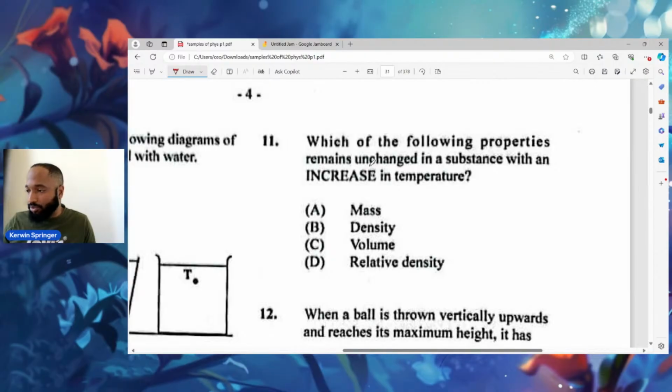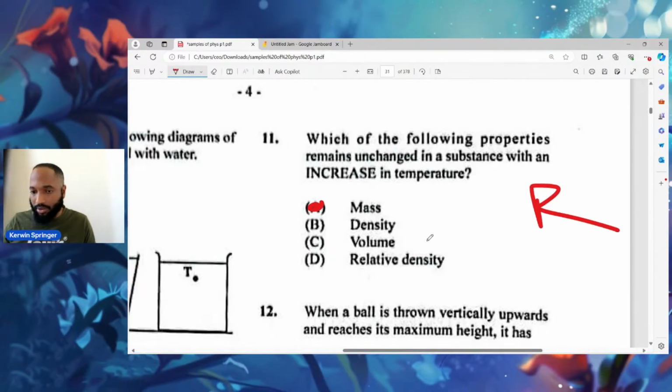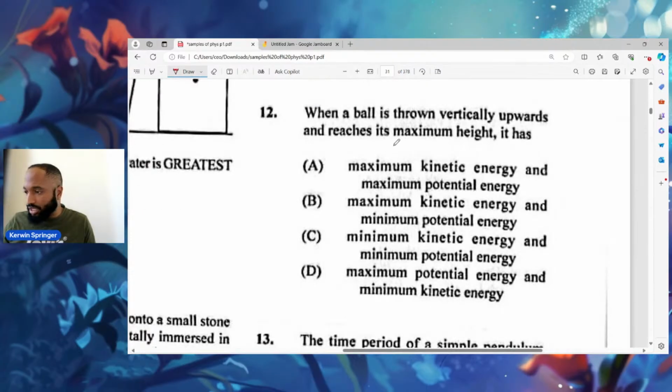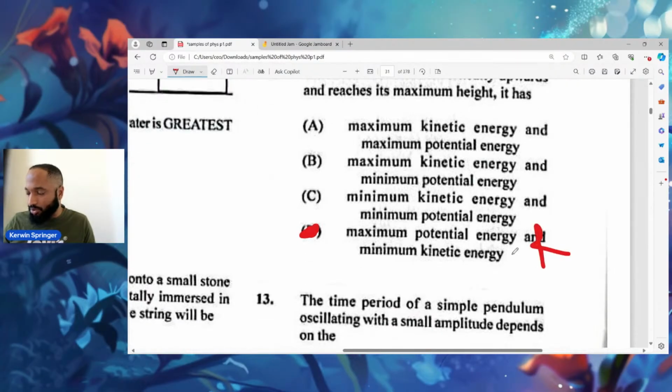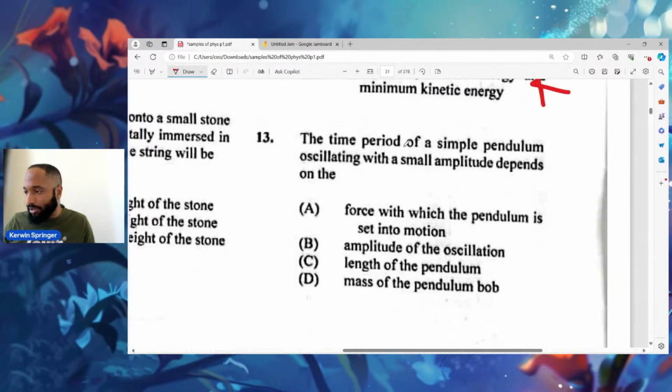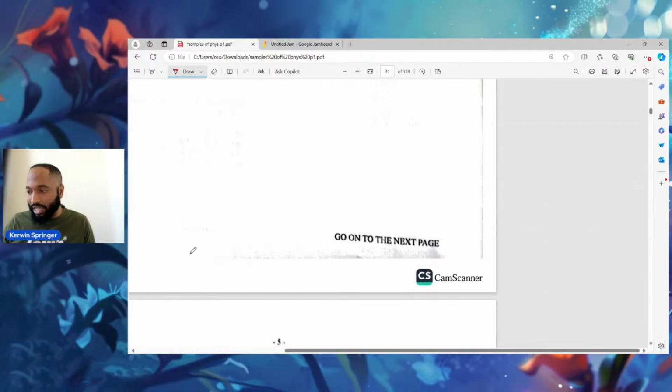So the following properties remain unchanged: mass. Repeat. When a ball is thrown vertically upward and reaches its maximum height, it has maximum potential and minimum kinetic energy. That's a big repeat too. The time period of a simple pendulum oscillating at small amplitude depends on the length of the pendulum. This is a repeated idea. You only change the length to affect the period.